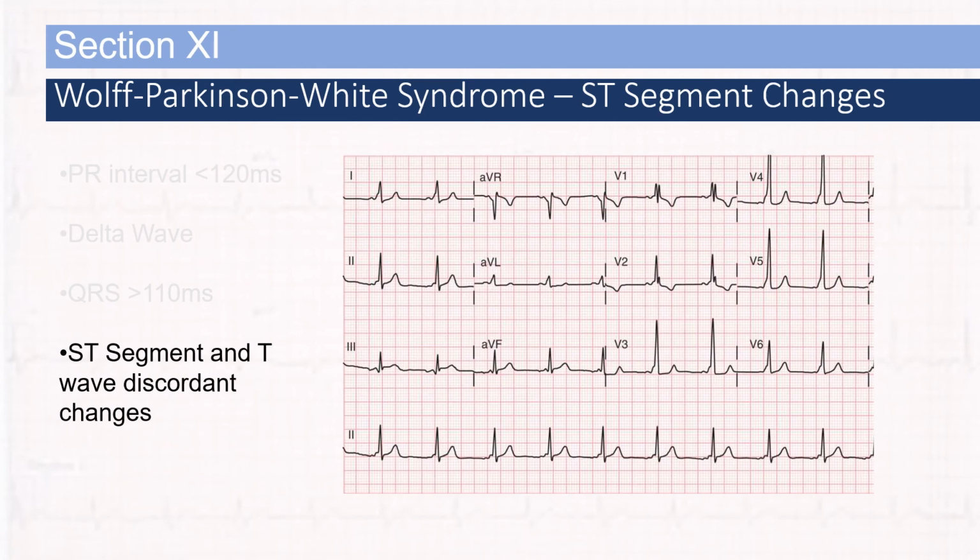You would notice ST segment and T wave discordant changes. Well, here they are, V1 and V2. The QRS and the T wave appear to be traveling in opposite directions.